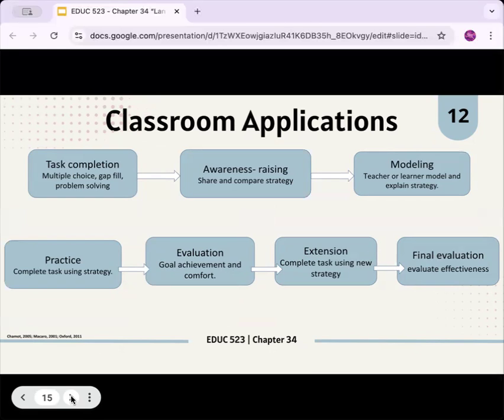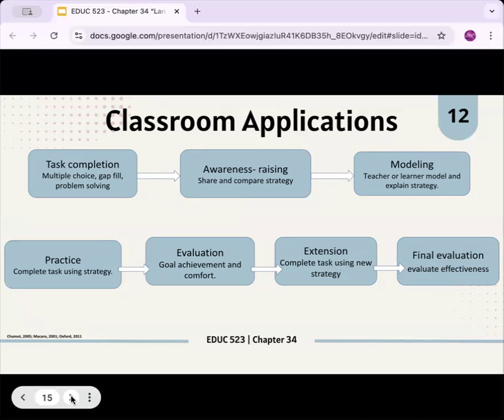We start with task completion. Students are given a specific task which takes the form of selected response, limited production, or extended production. This allows learners to engage actively with the material and apply their skills in the structure. Then is awareness raising. Students identify and reflect on the strategies they use to complete the task. This step encourages self-awareness and metacognition. Learners can share and compare their strategies with one another.